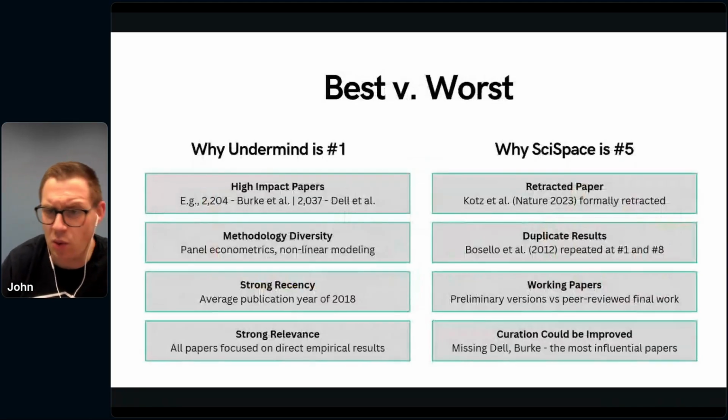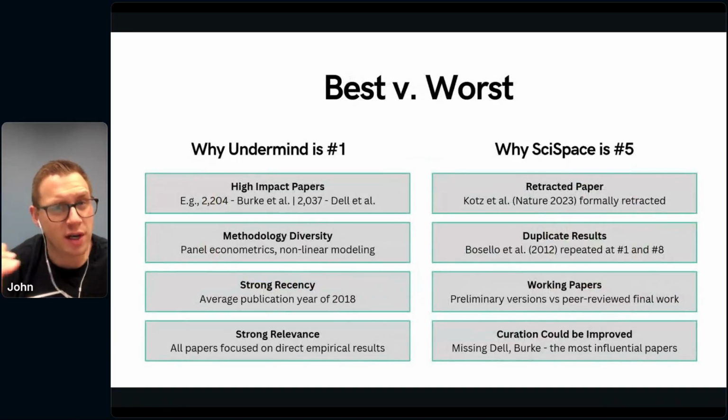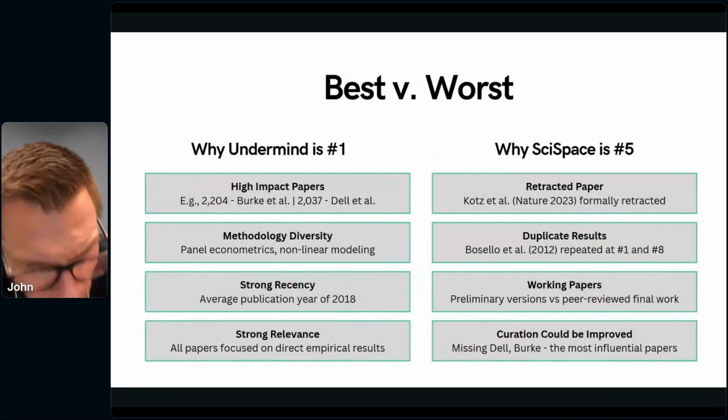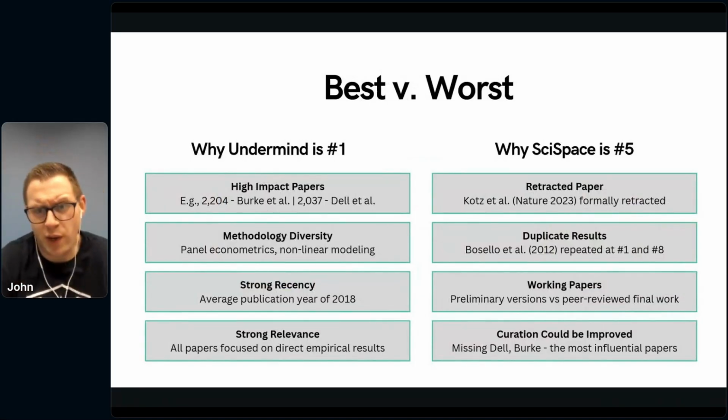Why is Undermine number 1 and SciSpace number 5, very quickly? I already mentioned high citation count. Many different methodologies were captured in the top 10 results. A lot of different quantitative estimates as well. Good recency and very good relevance.